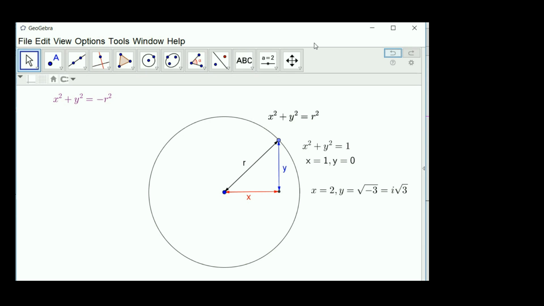And so now we have a different setup, and we can ask, are there any real points on this circle? And the answer is no. There are no two real numbers that if you square them and add them together, you get a negative number. So all the points on this circle with an imaginary radius are complex points.